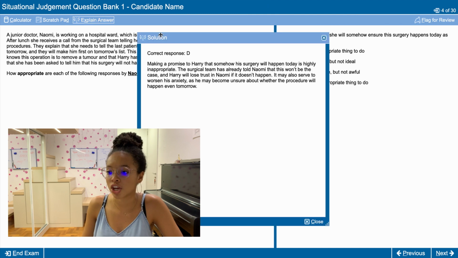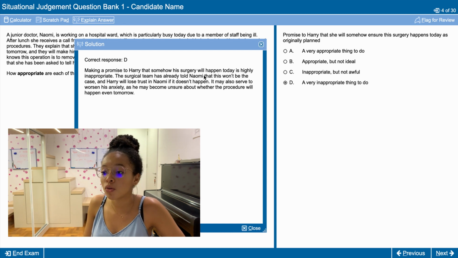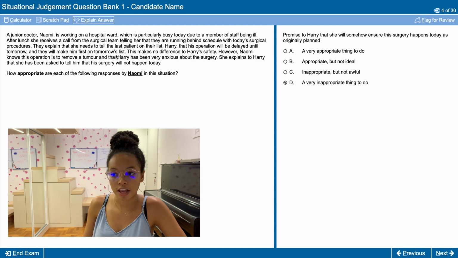And if we look at the correction, it says answer D as well. Making a promise to Harry that somehow his surgery will happen today is highly inappropriate. The surgical team has already told Naomi that this won't be the case, and Harry will lose trust in Naomi if it doesn't happen. It may also serve to worsen his anxiety, as he may become unsure about whether this procedure will happen even tomorrow. So that's the explanation.